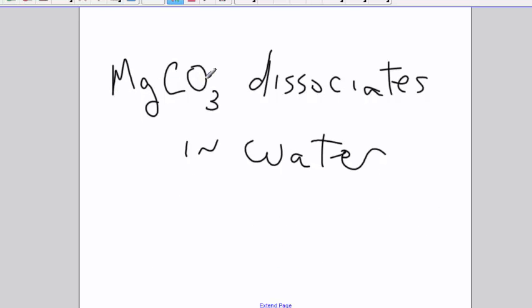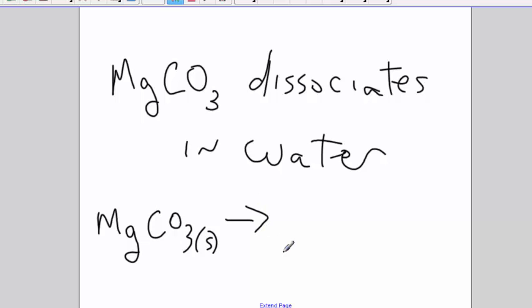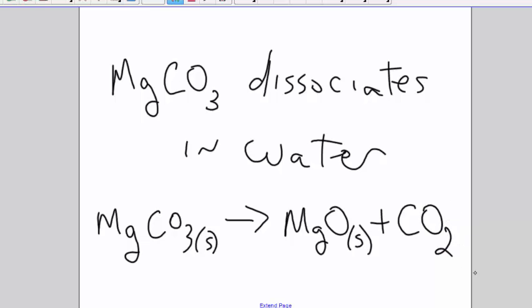Here's another one. MgCO3 dissociates in water. So that's magnesium carbonate, solid. It's put into the water. We don't have to write water explicitly here. It's not a reactant. That's going to give you magnesium oxide, which is a solid, plus carbon dioxide, which is a gas. There's nothing here that is an ion. So there are no charges. And that's fine. It's still a net ionic equation.